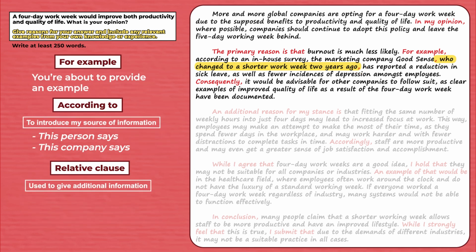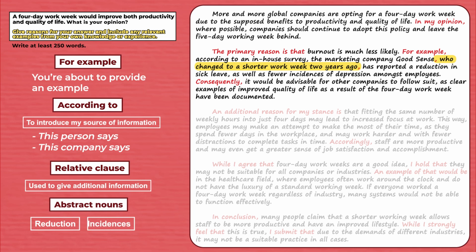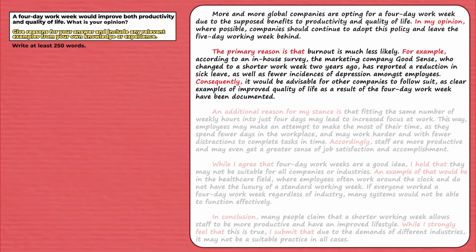Finally, this sentence features some great abstract nouns like reduction and incidences. Using these kinds of nouns instead of verbs is quite typical of an academic essay. It also shows that you have a good grasp of different suffixes, like -tion and -ence, for word formation. These things collectively show the examiner that you have a good range of vocabulary, helping you to increase your band score. Let's move on to the conclusion of this paragraph.